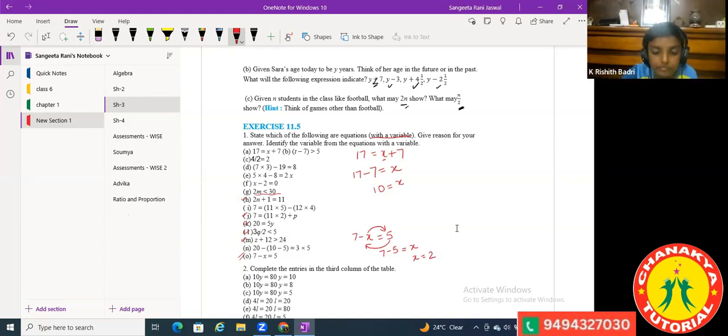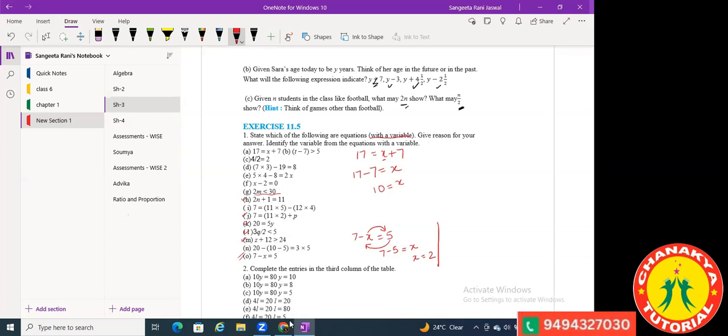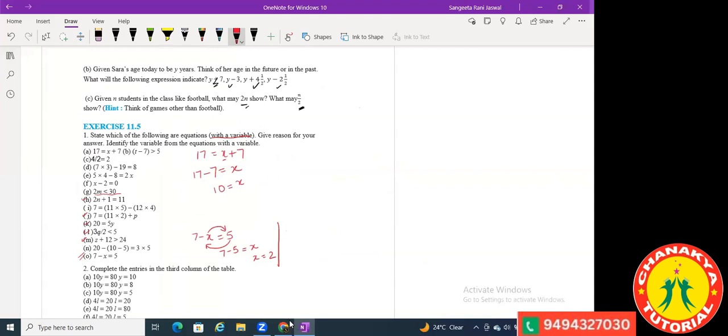Yes, ma'am. And in case, suppose you don't want to change the place of x, what will you do? If I have this, now suppose I say I don't want to change my place of x, so my x will remain here. What will I do? My 7 will go on the other side.